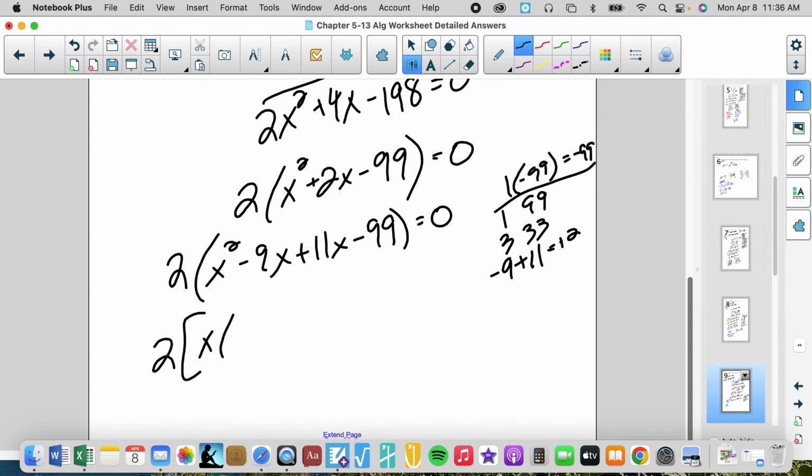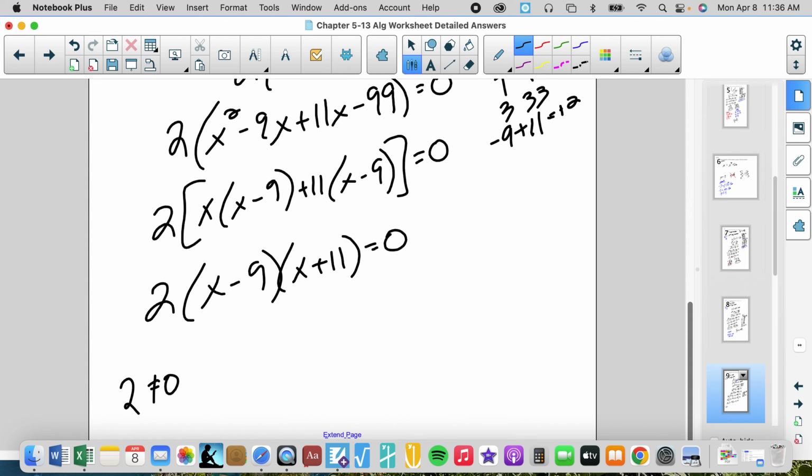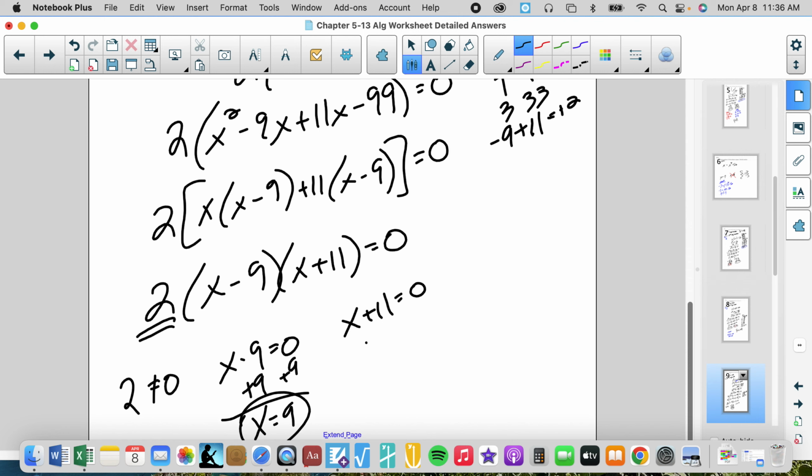We're going to factor out an x. You get x minus 9. Factor out 11. You get x minus 9. 2 times the quantity x minus 9, x plus 11 equals 0. Set each one equal to 0. 2 doesn't equal 0. It's a constant. That's not the one that's going to make this product 0. X minus 9 equals 0 and x plus 11 equals 0. So we'll add 9, we get x equals 9, and subtract 11, we get x equals negative 11.